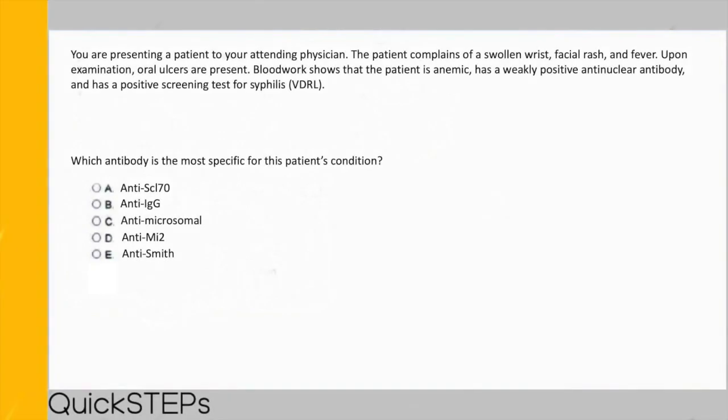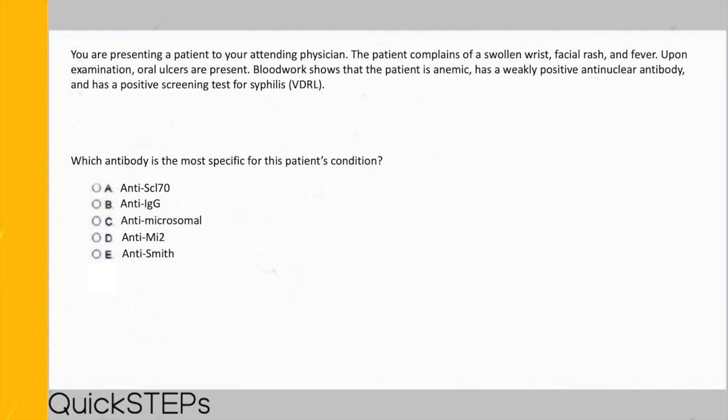Good job, that was a little bit of a tougher one. So let's look at this question. Let's do the method together. We'll start with blood work, right? Blood work shows that the patient is anemic, has a weakly positive ANA, that's anti-nuclear antibody, and has a positive screening test for syphilis. Which antibody is the most specific for this patient's condition? A, anti-SCL70, B, anti-IgG, C, anti-microsomal, D, anti-Me2, E, anti-Smith.